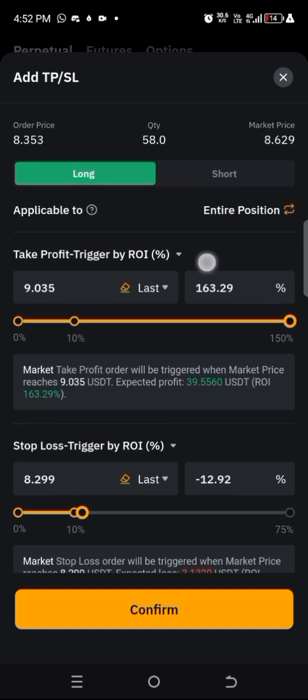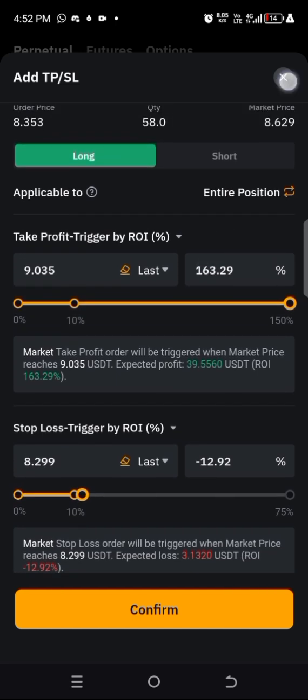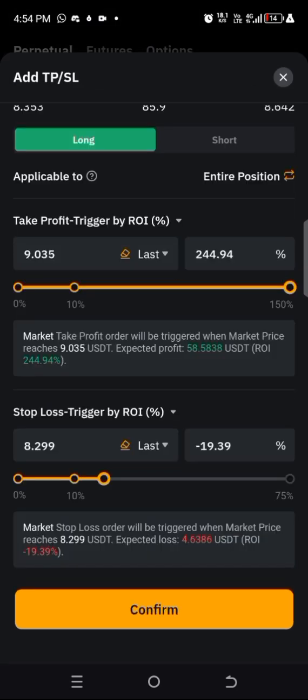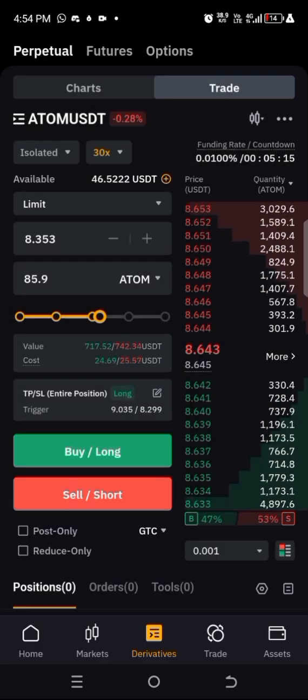But I think I want to increase my leverage. Here it is. I'm okay with what I'm seeing. The most important thing here is not even the profit. The most important is the loss. Can you bear this loss if it goes? That's the most important thing. If you can bear it, then shoot your shots. So here we confirm this trade. Because of the leverage that I increased to 30x, that was why we got the increase in profits and also the increase in loss.